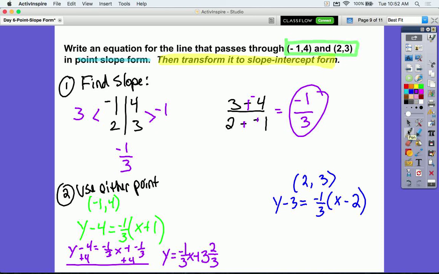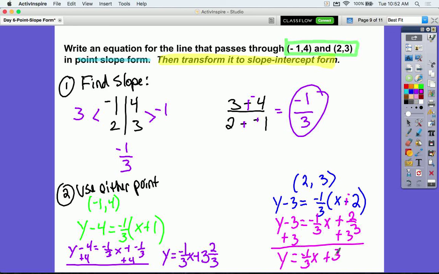All right, let's see what happens when I go and transform the next one. Fingers crossed that this works. Y minus 3 is equal to negative 1/3 x. I'm going to change that to plus a negative, plus 2/3. I'm feeling pretty good about this. Add 3 to both sides, and look what we've got. Y equals negative 1/3 x plus, look at that, 3 and 2/3. See? They both end up the same.